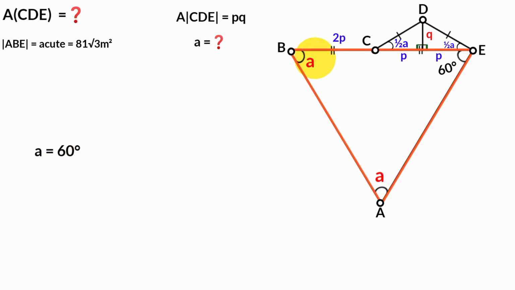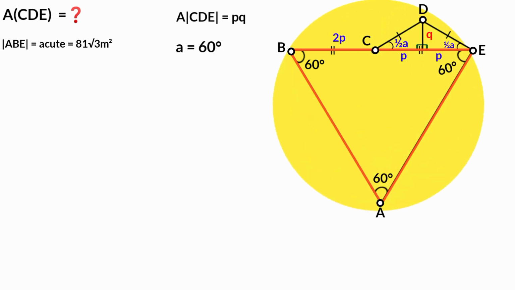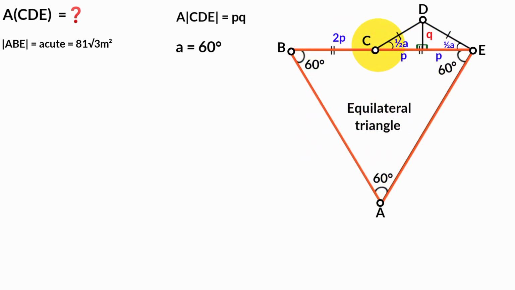That is, this angle and this angle each are 60 degrees. And triangle ABE has all three of its angles to be congruent. That tells us that it is an equilateral triangle. An equilateral triangle has all three of its sides to be equal in length. That is, this side, this and this are equal. So since this is 2p plus this p plus this p, this and this must also be 2p plus p, which is 4p. We should also substitute this a equal to 60 degrees here. 1 over 2 times 60 degrees is 30 degrees.